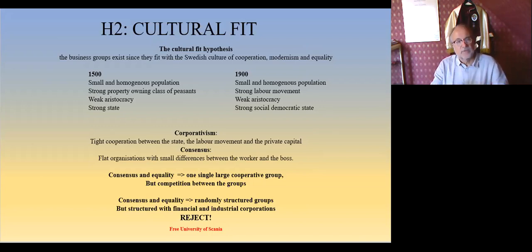So when you have this kind of culture, consensus and equality, that should create the idea of one single large cooperative group where everyone is cooperating. But that is not happening. In Sweden, you have 2 business groups and they are really competing. So there's a competition between the groups. And if you have consensus and equality, maybe you should expect randomly structured groups, not this very specific structure. But they are structured with financial industrial corporations, financial in the center, industrial outside.